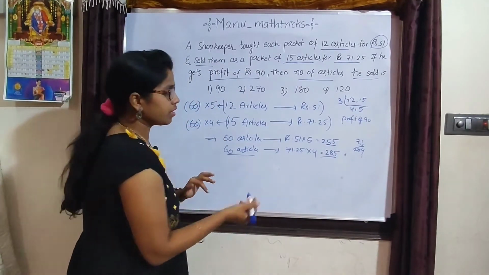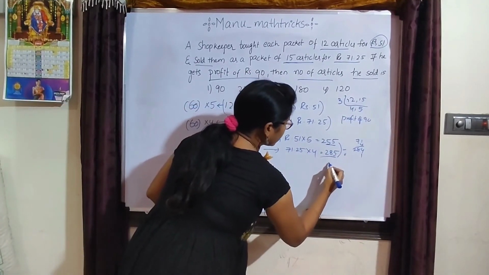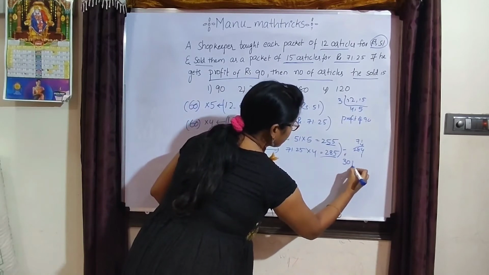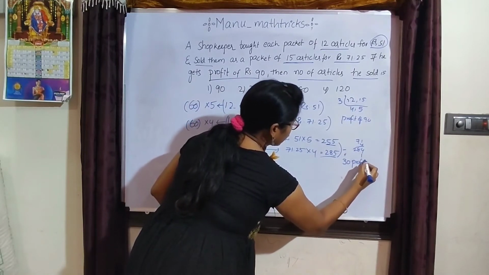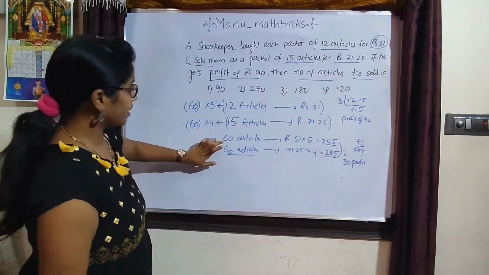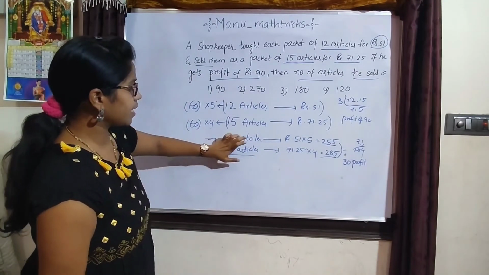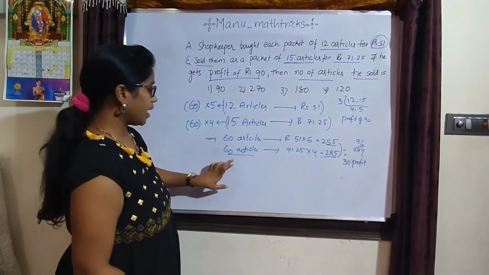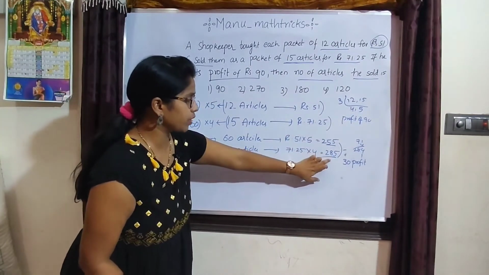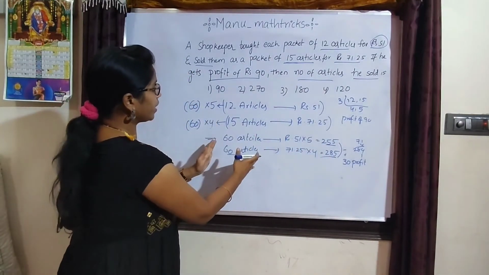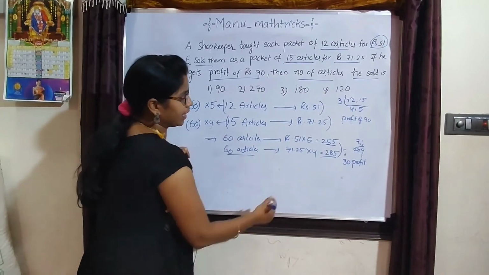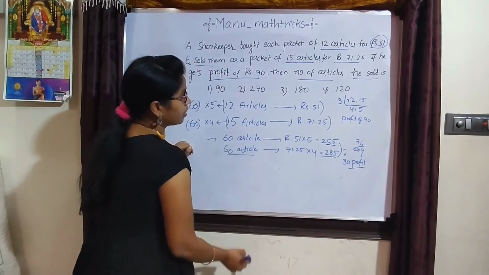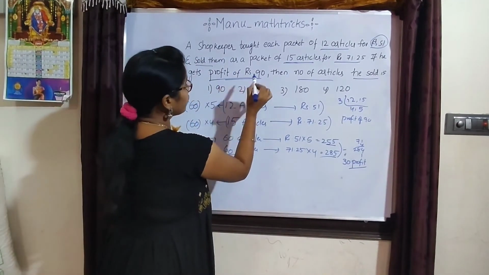Then how much profit he got? He got 30 rupees profit. I think you got it. He's saying that he bought 60 articles for rupees 255 and he sold 60 articles for 285. So what, we make the quantity equal, so it becomes easy to calculate. So he got 30 rupees profit, but he's asking he got profit of 90.